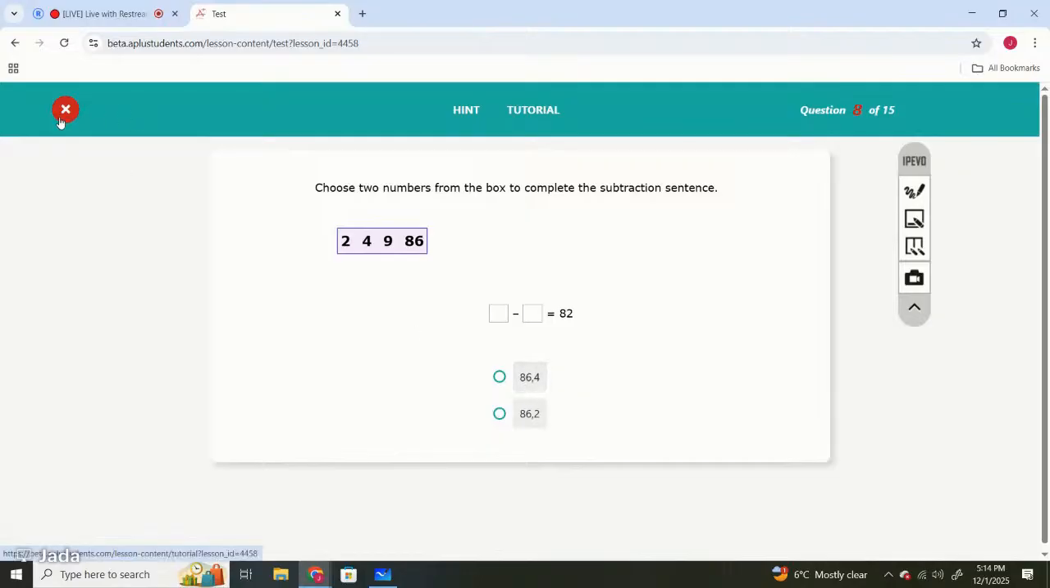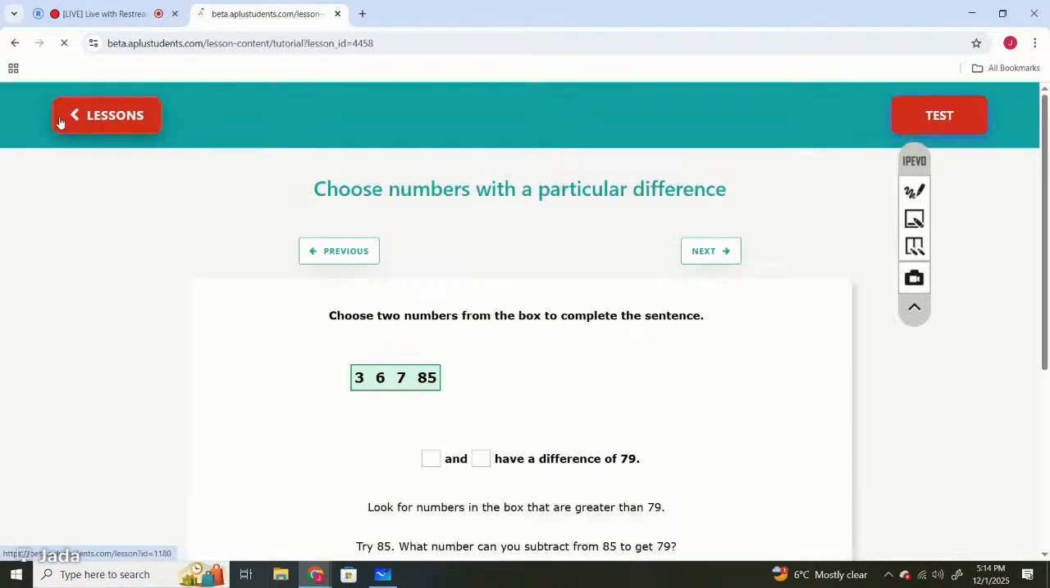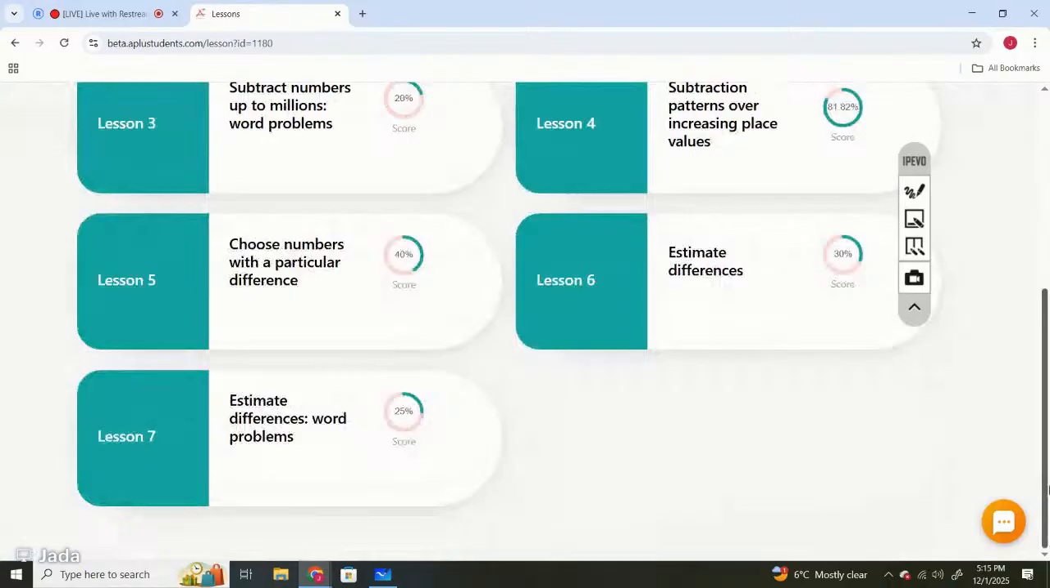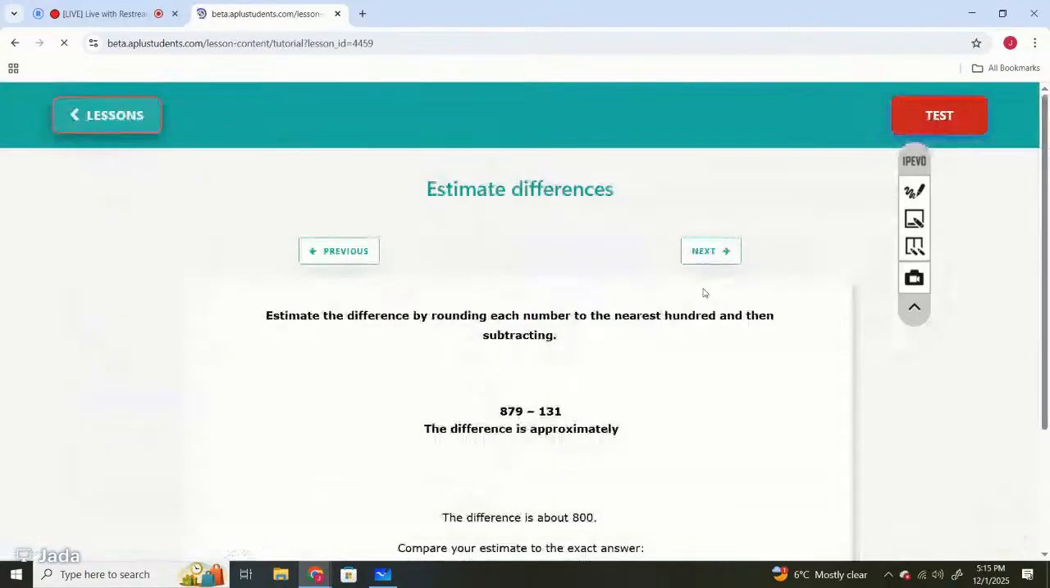Okay, you can complete the lesson by yourself later today. Let me move on to the next lesson. And the next lesson is estimate differences. Let's start with the lesson.